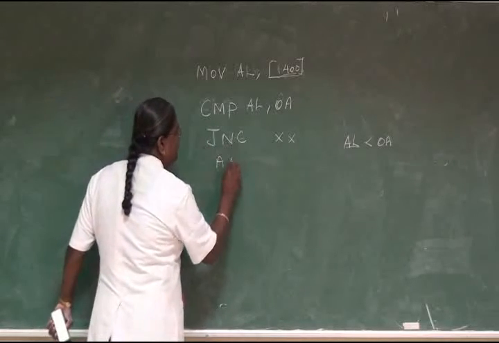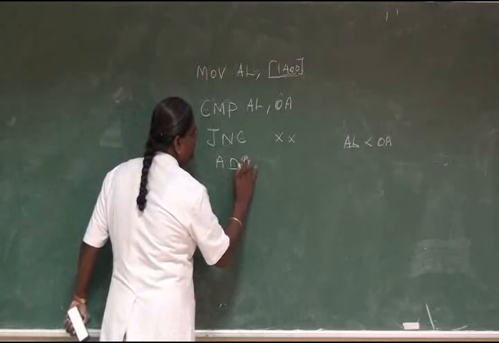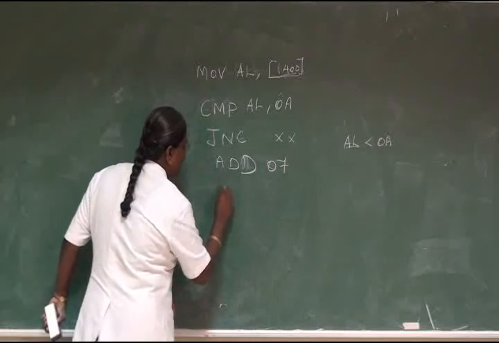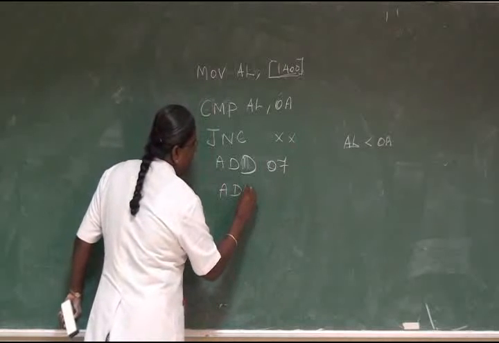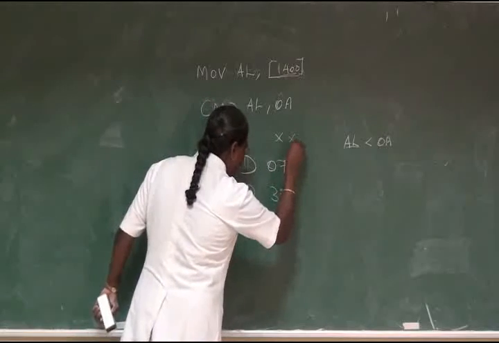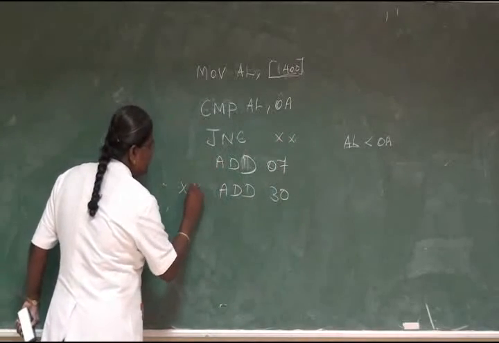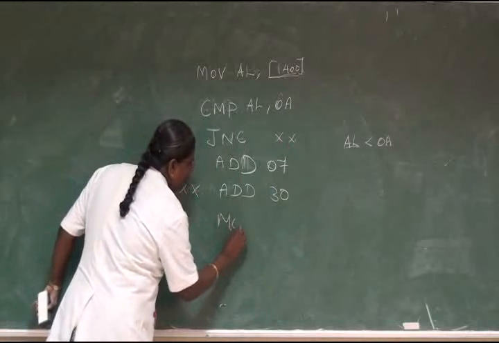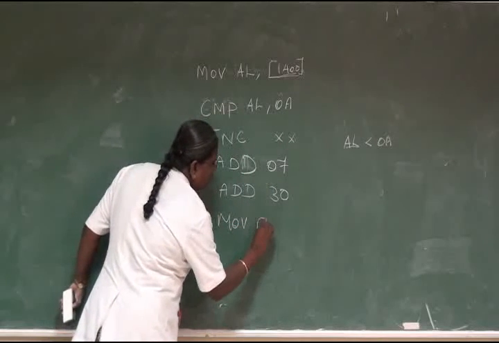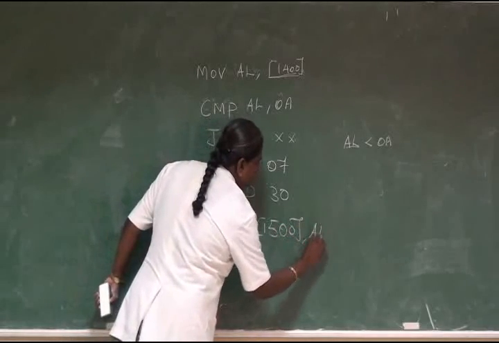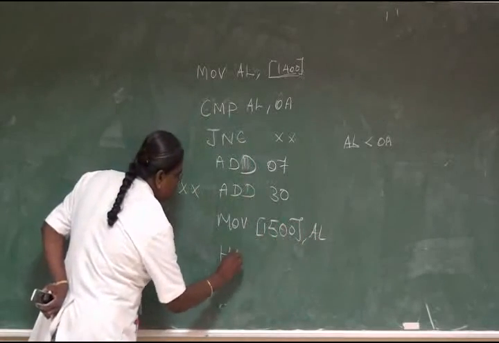So add 07, add 30. So this location should come here, exit. Then store the result, MOV 1500, AL, then terminate the program.